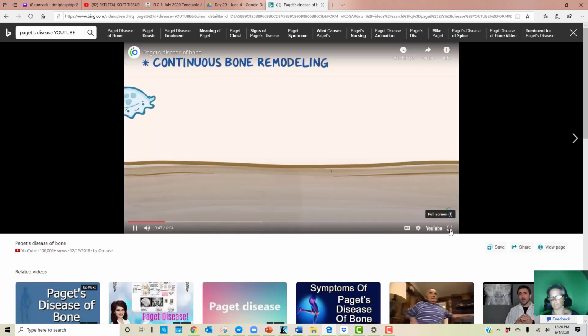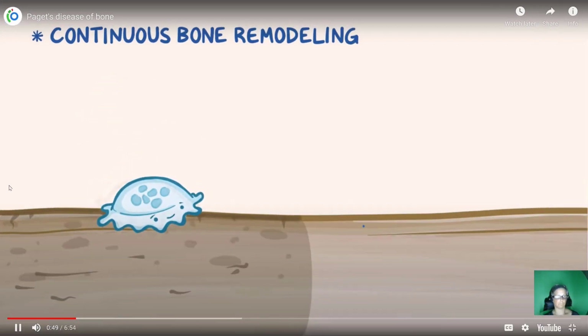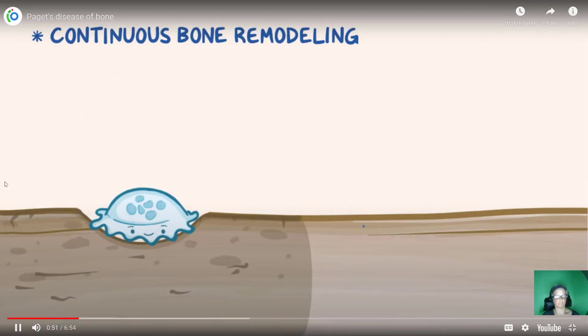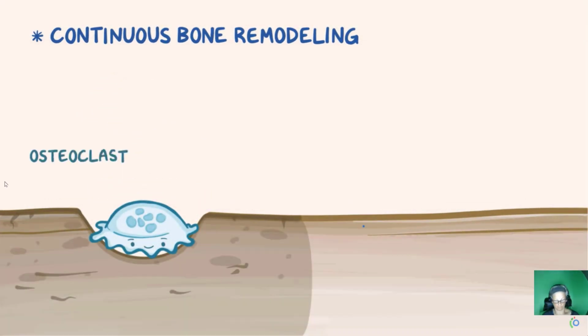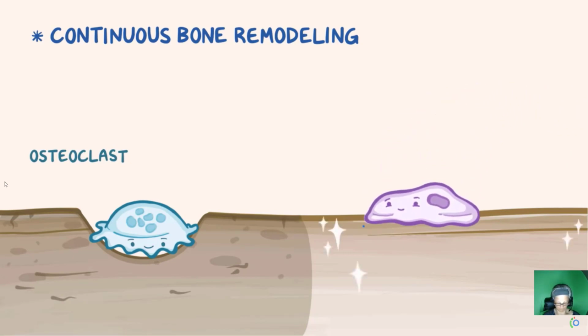Normally, bones undergo a continuous process of remodeling. Old brittle bone tissue gets reabsorbed by multinucleated bone cells called osteoclasts, which have 5 to 20 nuclei per cell. The resorbed bone tissue gets replaced by a new one made by another type of bone cell called an osteoblast.